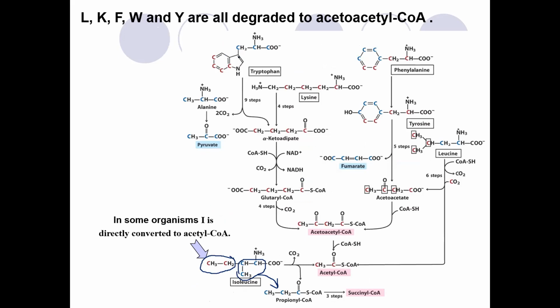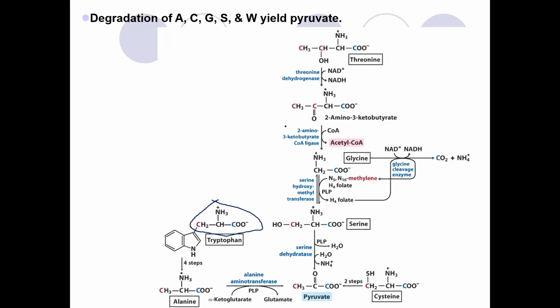And this shows that here. So this gets converted to alpha ketoadipate. And alpha ketoadipate is also the pathway that's used to degrade lysine. So tryptophan and lysine will share a degradational pathway. But this piece gets converted to pyruvate.